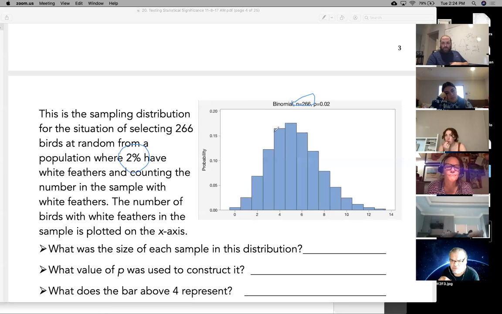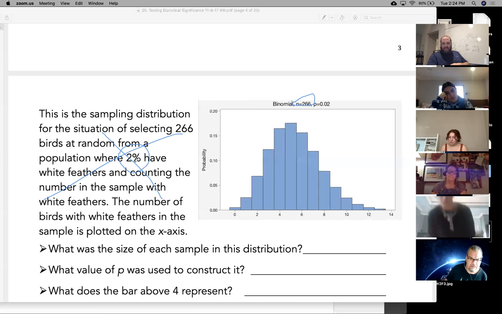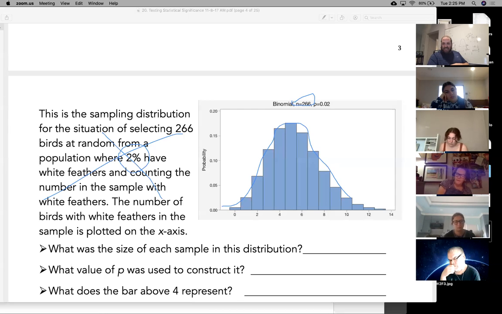What was the other number again? 46? I got 43 successes. I got 43 birds. So the answer is this must be wrong. The whole assumption is based upon 2% of the birds having white plumage. Under this assumption of 2%, this is the graph that I expect, and yet I landed way out to the right. It's got to be that my assumption is incorrect.